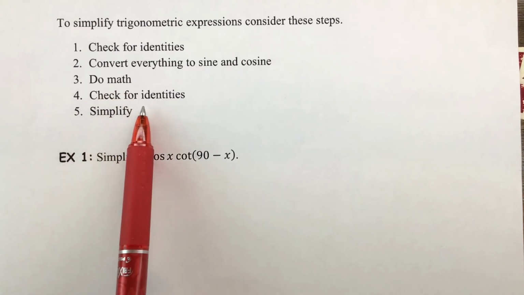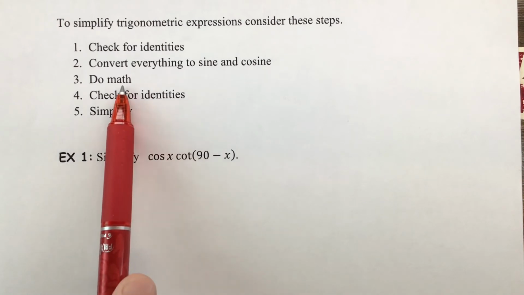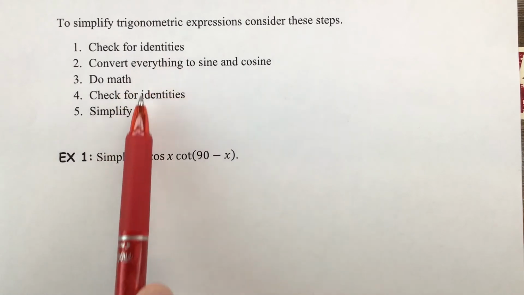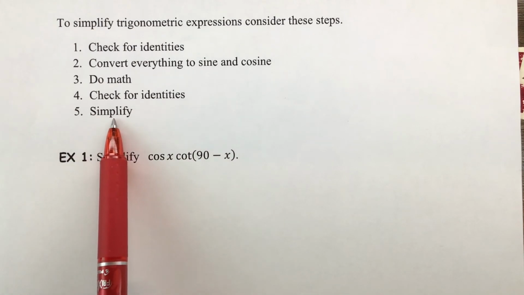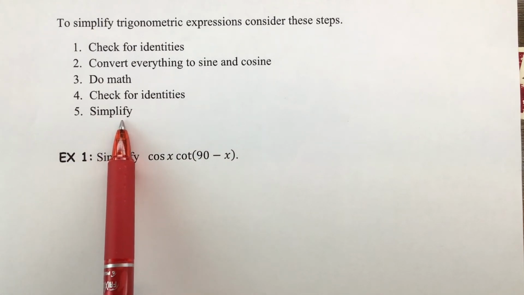Step 4, check for identities again. Sometimes those become present after you do the math. You might not see them at the beginning, but they show up a little bit later. Step 5, go ahead and simplify anything that you have left over. Usually at that point, there's not much to do.